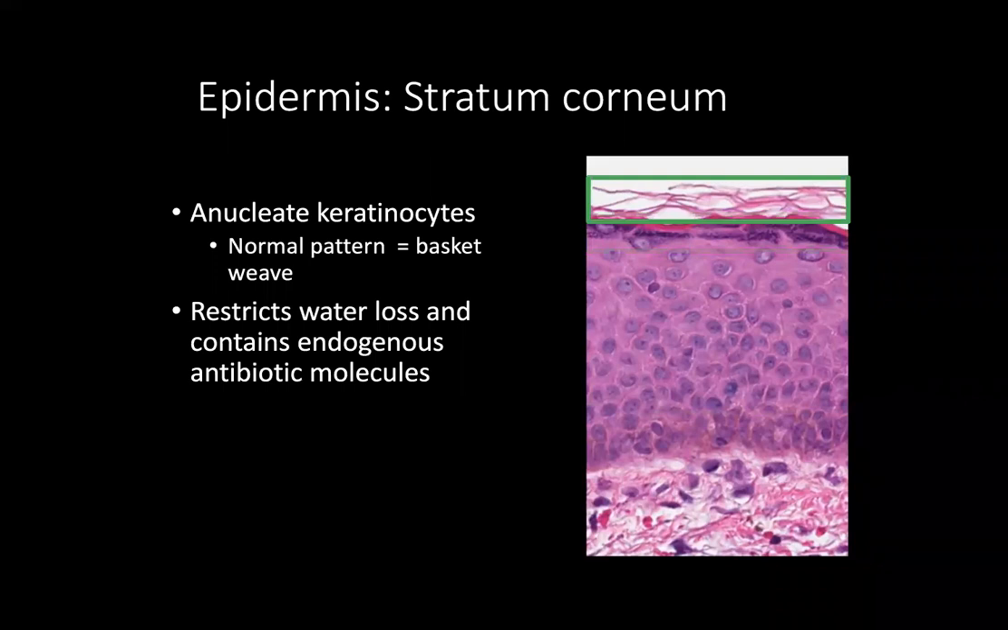The stratum corneum is that very top dead layer of skin. It's normally anucleate. So if you see retained nuclei there, then you are dealing with parakeratosis, not basket weave orthokeratosis, which is what you usually see there, okay? So the normal pattern is the basket weave orthokeratosis. The function of the stratum corneum is that it restricts water loss, and it contains endogenous antibiotic molecules.